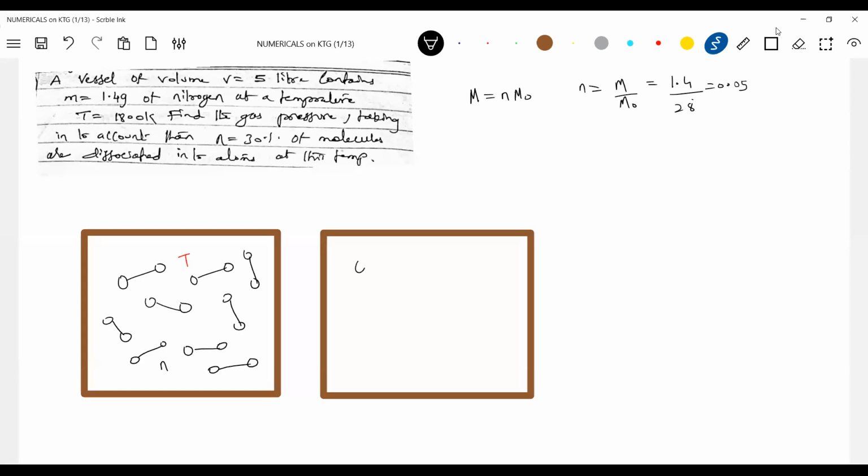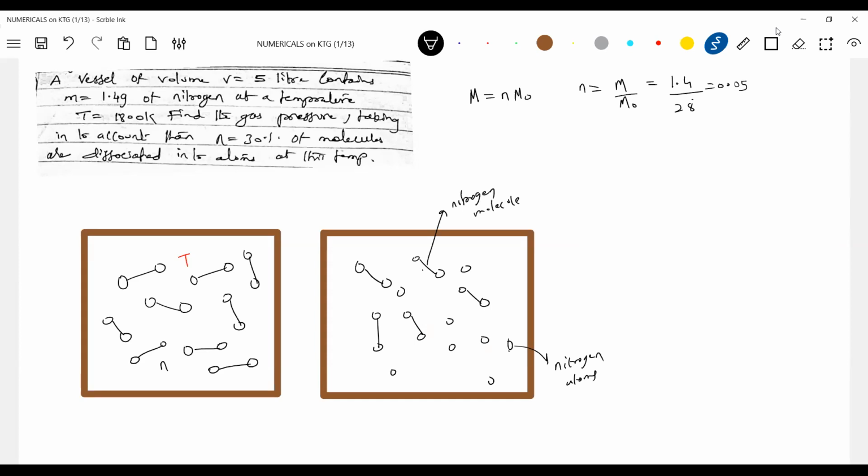Of this, 30% will undergo dissociation. Just for your understanding, I'm giving the pictorial view. Some gas molecules will break up, no? So we will get nitrogen atoms. This is a nitrogen molecule, and this is a nitrogen atom.